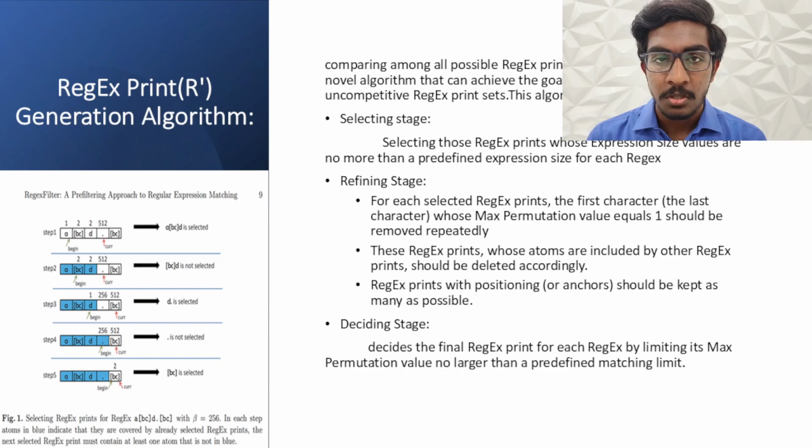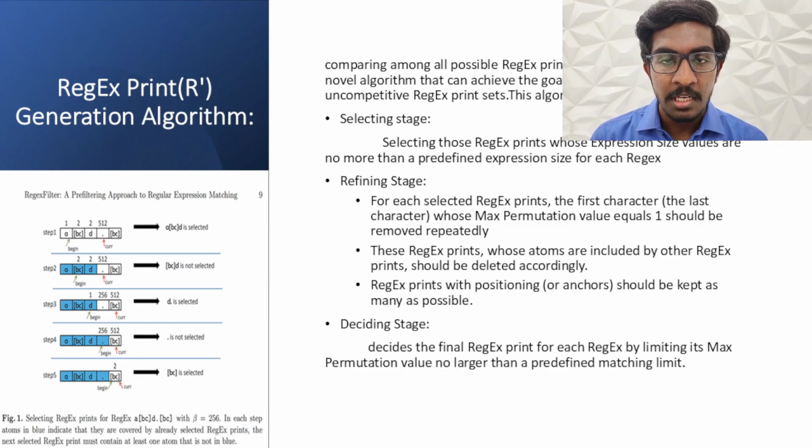This algorithm is used for overcoming the filtering effectiveness problem. Comparing all possible regex prints, the cost is high. So what we will do here is we will sort a regular expression print to a minimum extent that is common for all regular expressions, and we will derive a particular regex print which is more efficient and common for the actual regular expression. The steps are as follows.